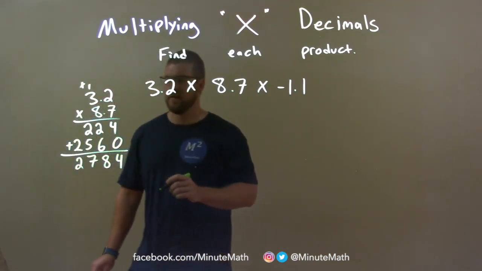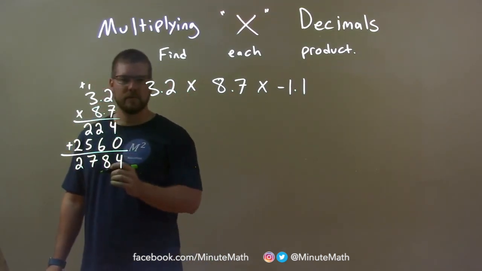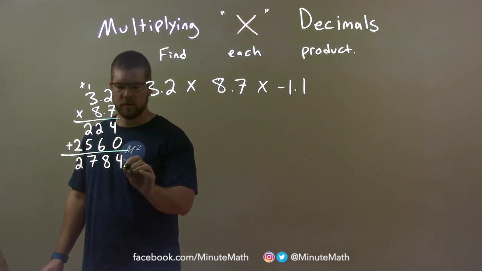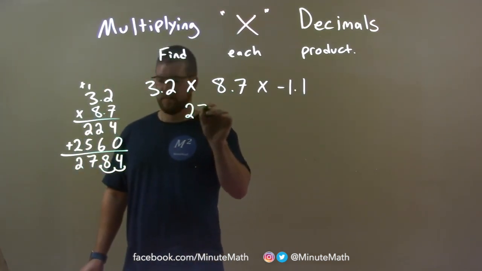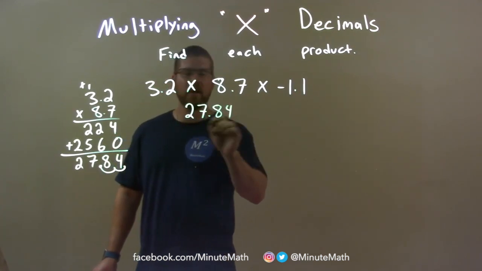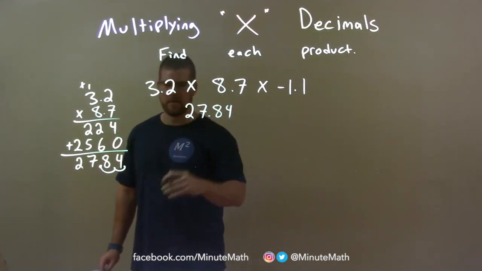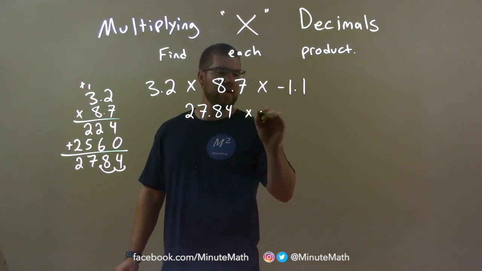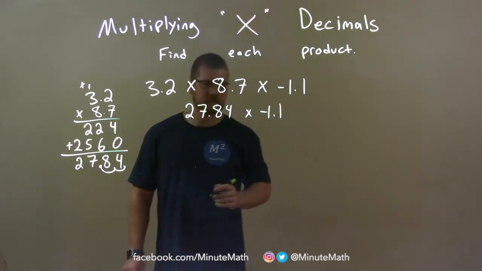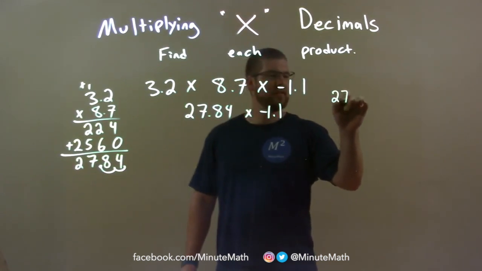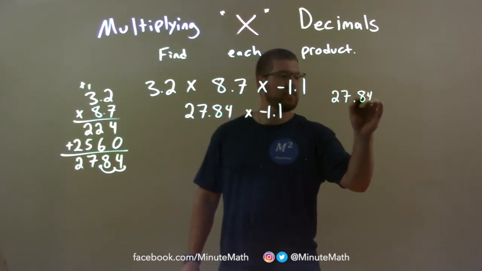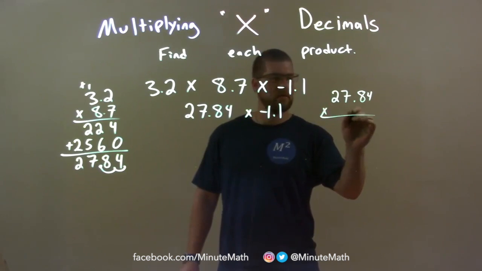So we have 2784. But we have 2 decimal places total, so we got to move that over 2 spots. So that is now 27.84. And a positive times a positive is a positive, so we're good. Now we'll bring down the negative 1.1. So let's go multiply these two now. 27.84 times 1.1.